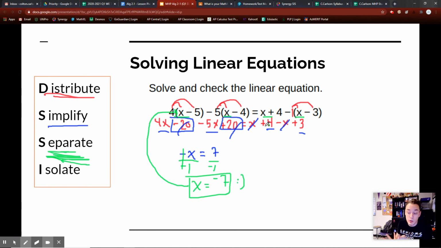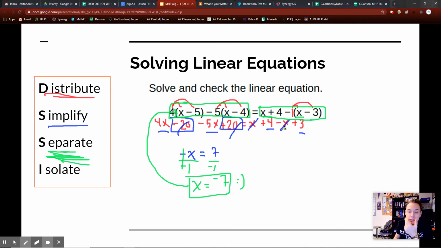What I mean by should work out, well, I mean it will work out, but what I mean by work out is that this whole left side of the equation will actually equal this side of the equation. So if I plug negative 7 in, this side will equal that side. That's how I know I have the right answer, a true equation, right?